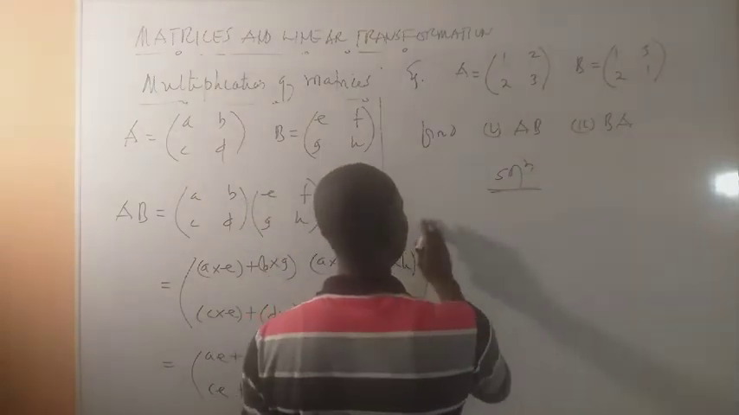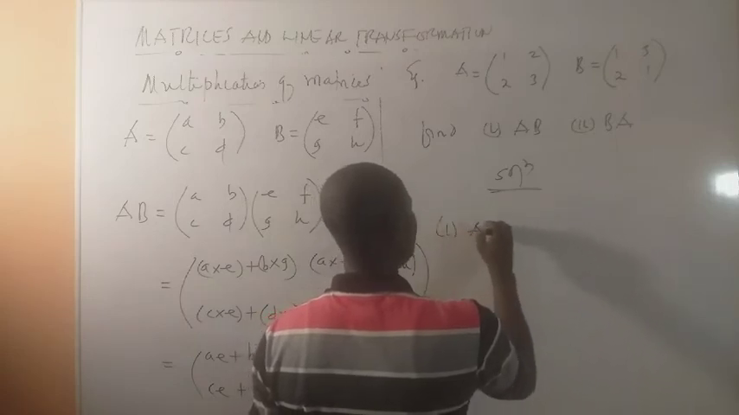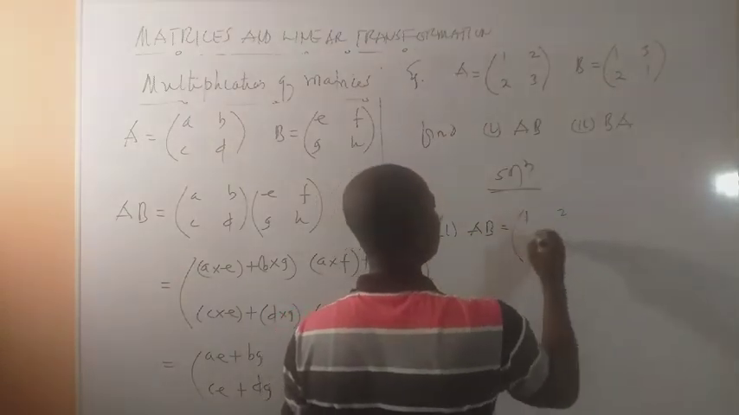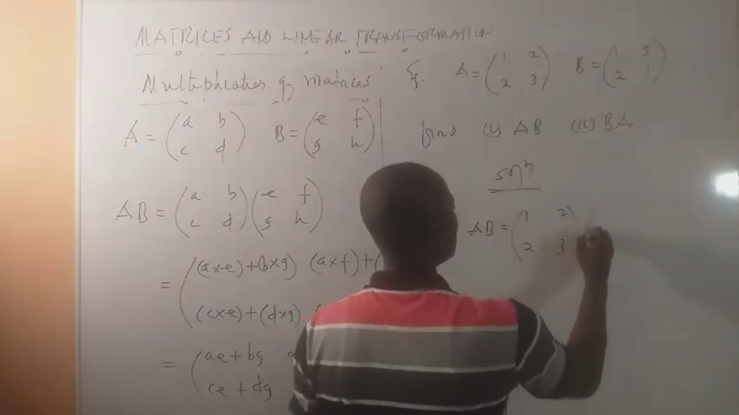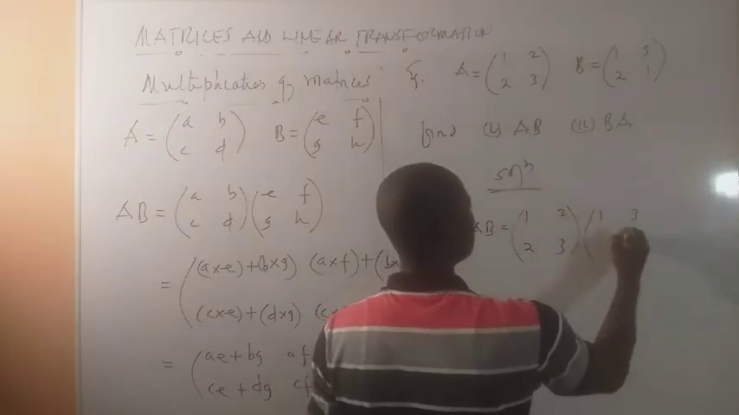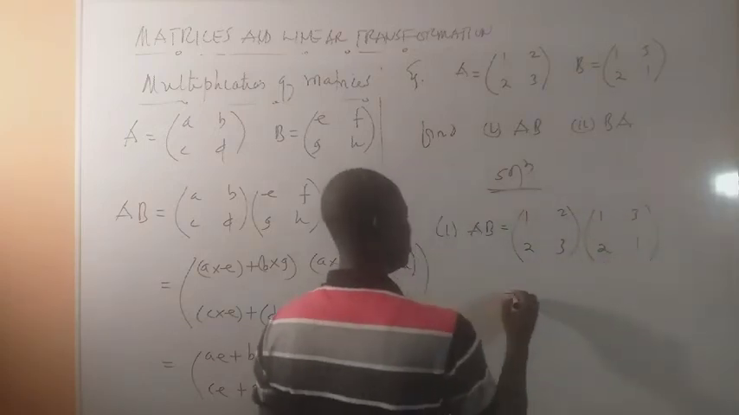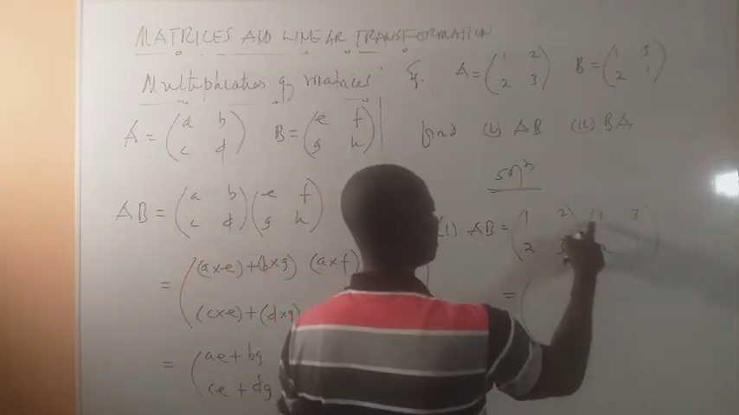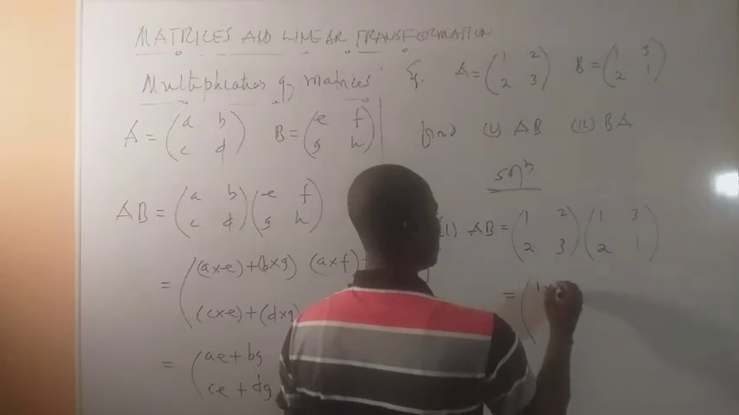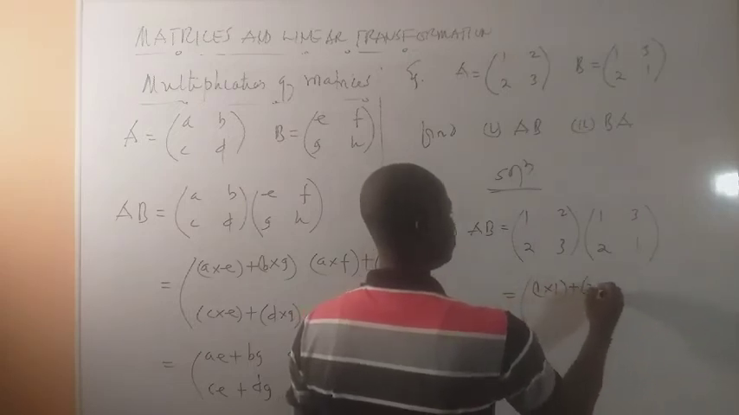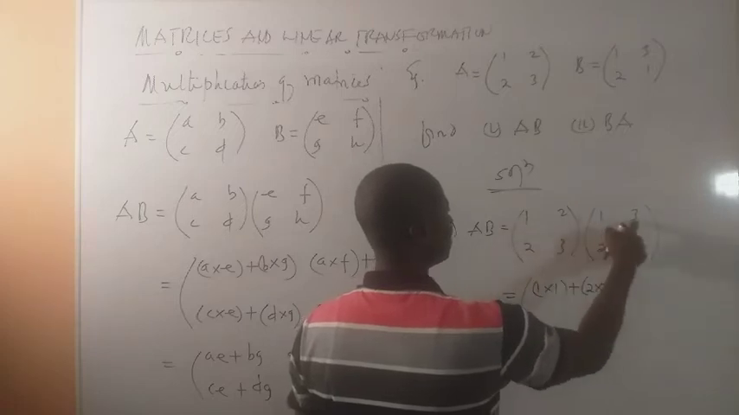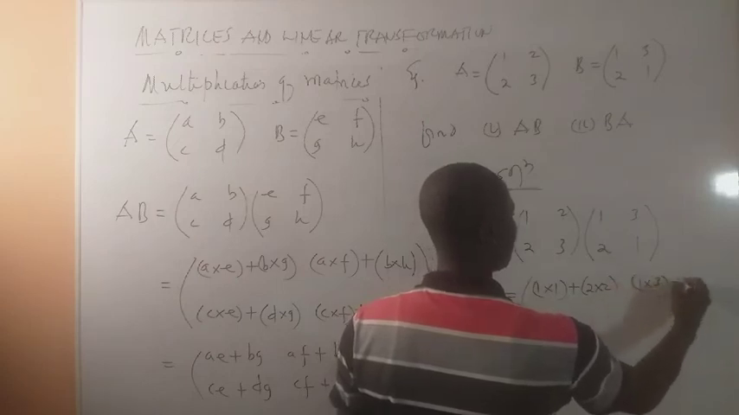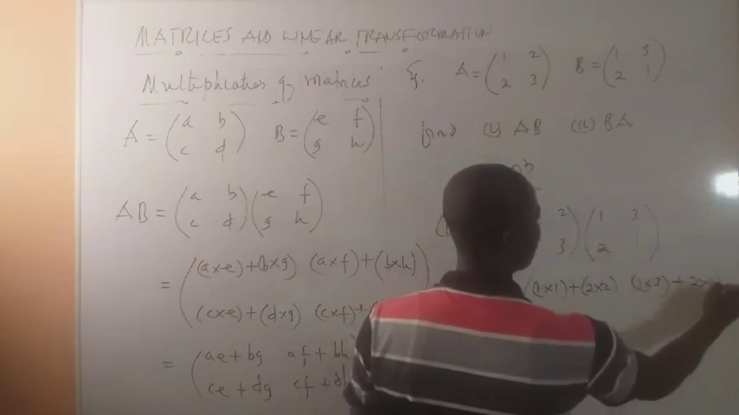Now, with the AB, we are multiplying matrix A, that is 1, 2, 2, 3, by matrix B, that is 1, 3, 2, 1. So let's look at how best we can do the multiplication. The first row will multiply the 2 columns. So 1 times 1 plus 2 times 2. Then 1 times 3 plus 2 times 1.